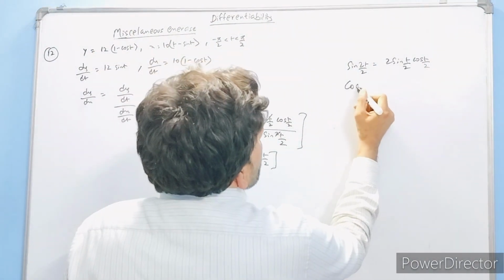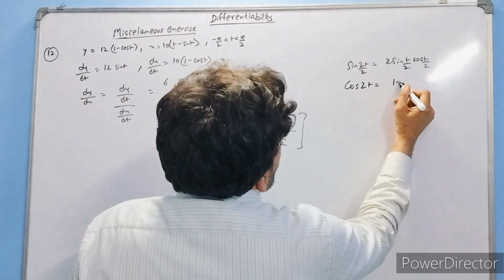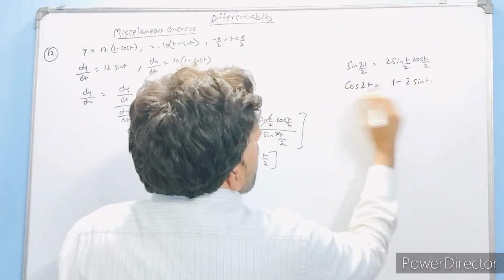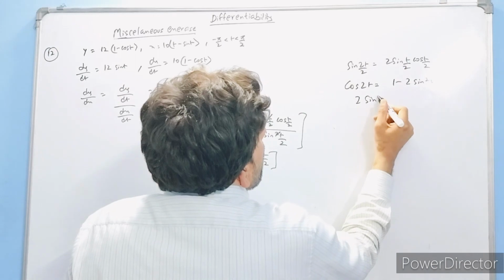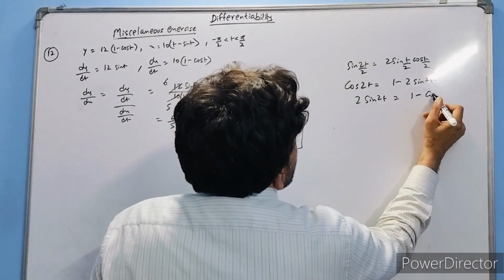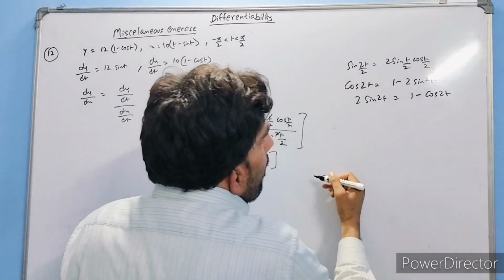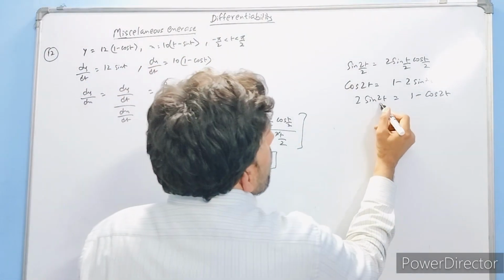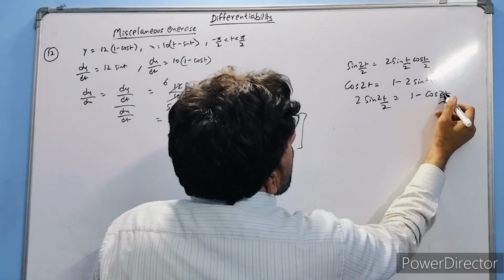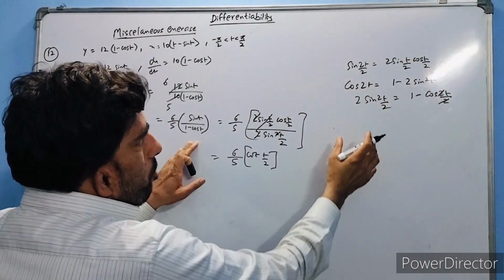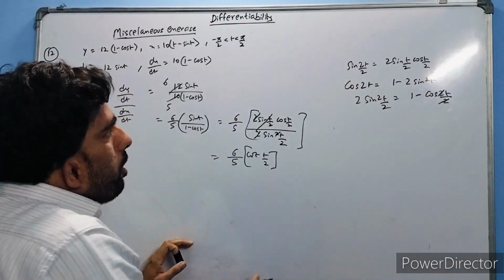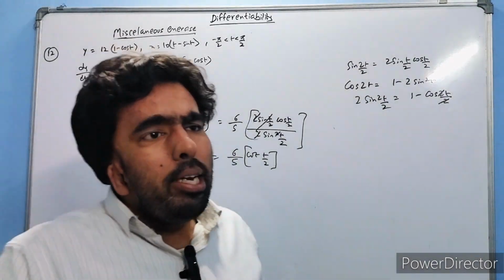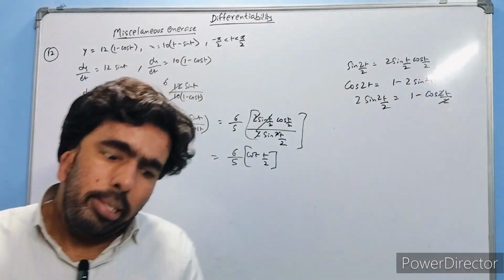We know the formulas for that: 1 minus 2 sine square t. If I take this to that side, we'll have 2 sine square t is equal to 1 minus cos 2t. Now if I take t by 2 here, I can write 1 minus cos t as 2 sine square t by 2. So by using such kinds of identities, we can easily differentiate the given function.